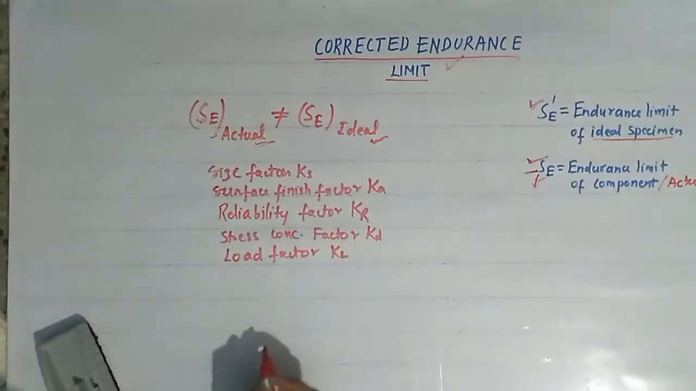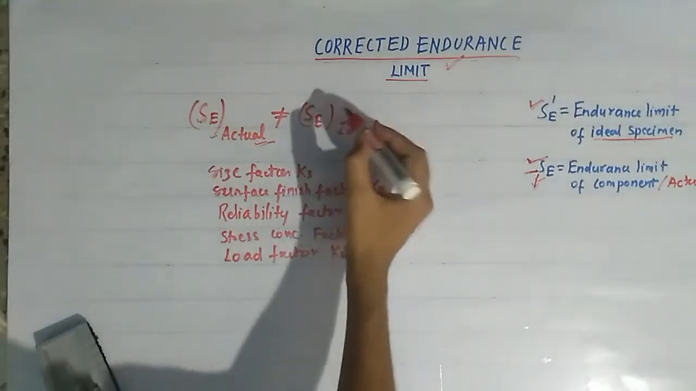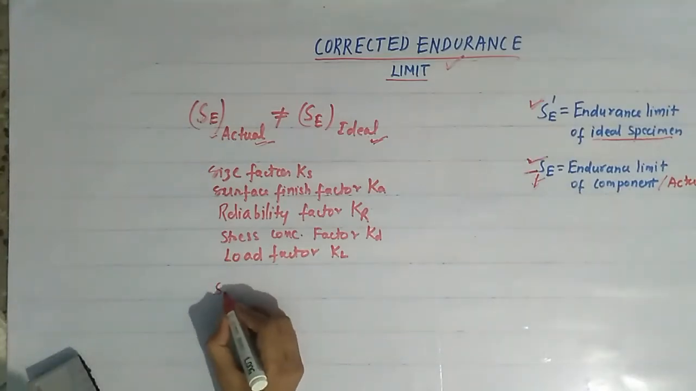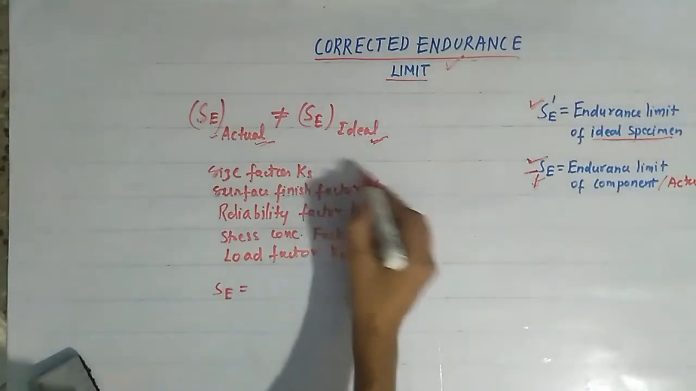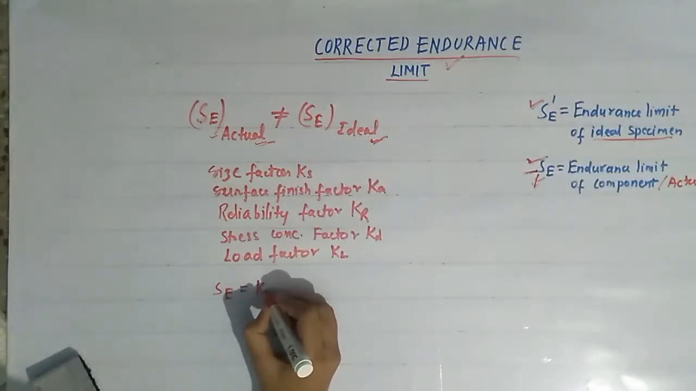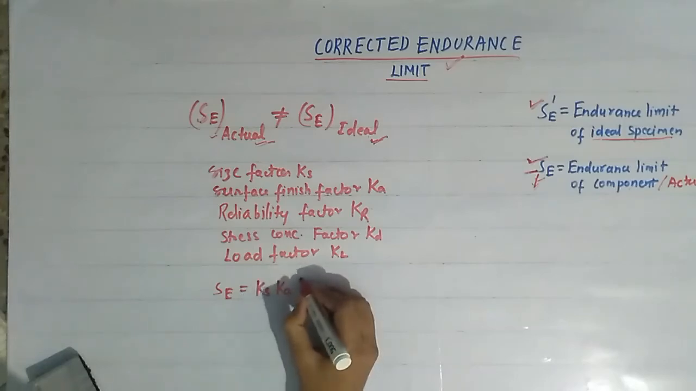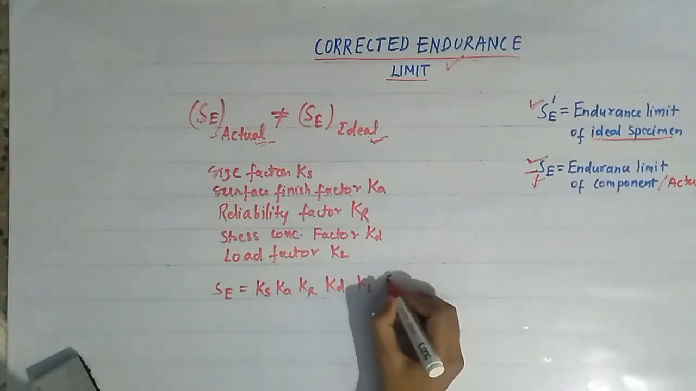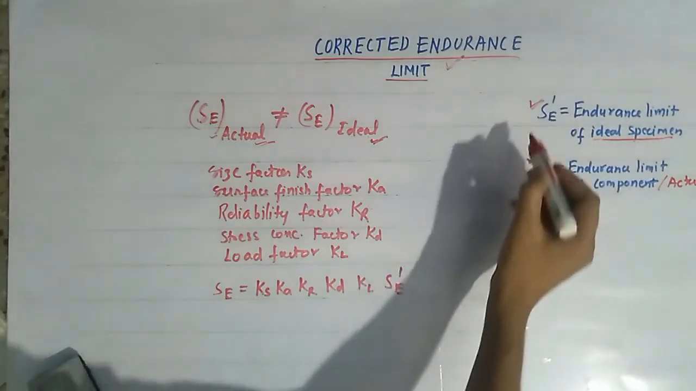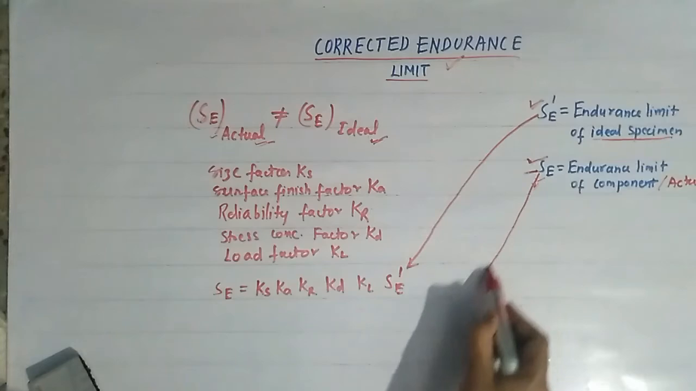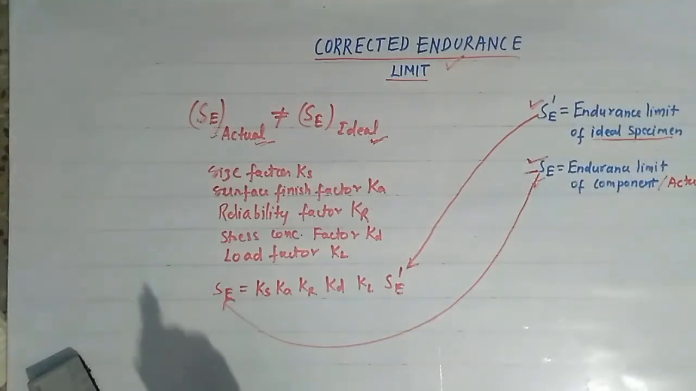So we have to establish a relationship between the endurance limit in the actual condition and the endurance limit in the ideal condition. How will we achieve that? Let us see. We will multiply all these factors with Se': Se = Ks Ka Kr Kd Kl Se', where Se' is the endurance limit of the ideal specimen and Se is the endurance limit of the actual component.